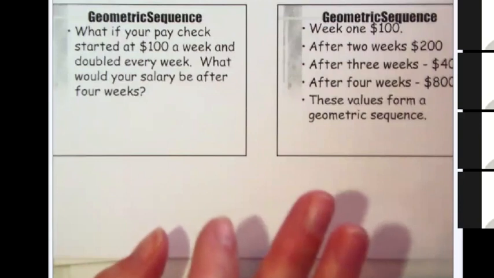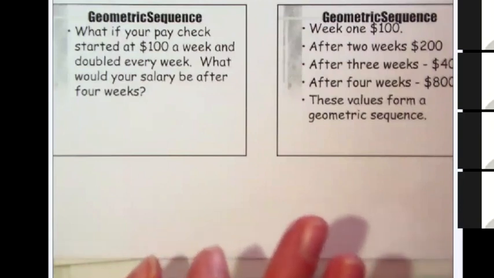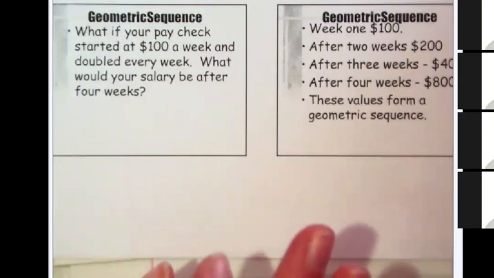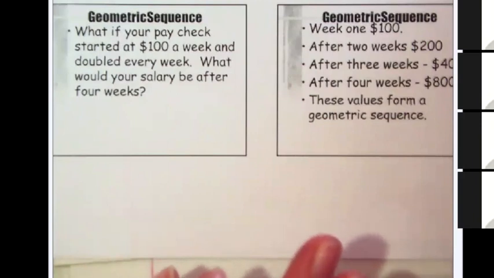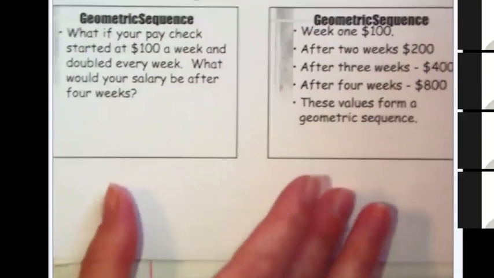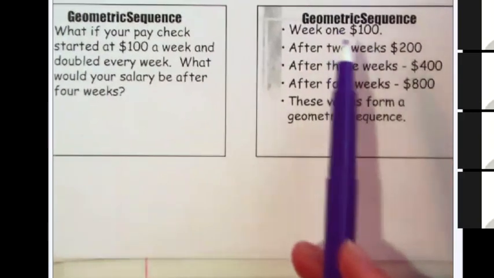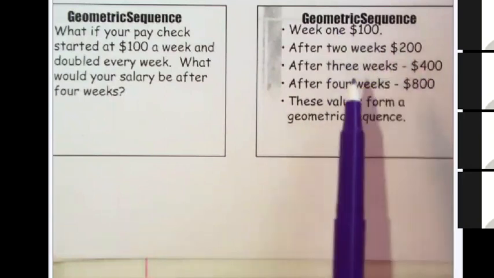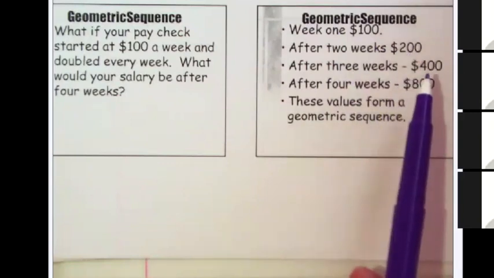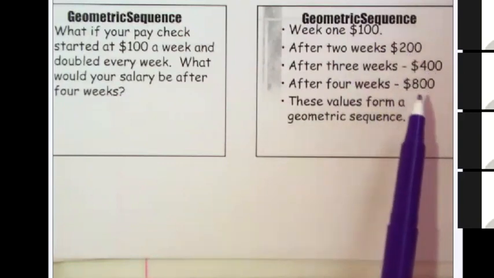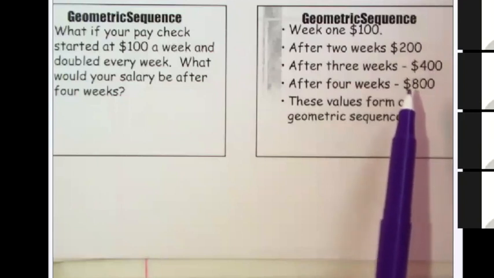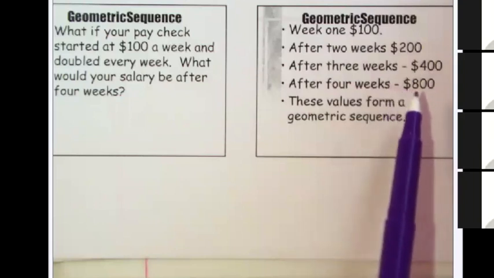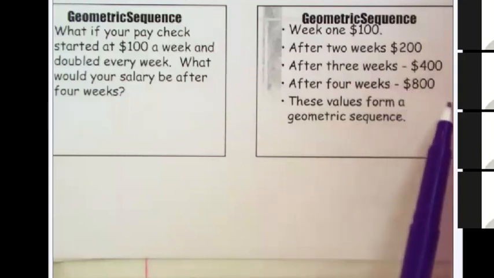What if your paycheck started at $100 a week, this is a pretty good deal, and doubled every week? What would your salary be after 4 weeks of work? So this is what my pattern looks like. Week 1, we make $100. Week 2, we make twice that, so $200. Week 3, we make twice that, which is $400. And then we double it again to get to $800. So after 4 weeks, I'm bringing home $800 for that week. If I went again, twice 800 would be 1,600.